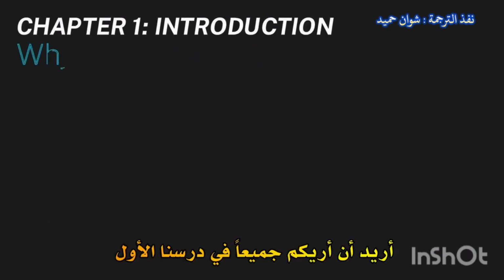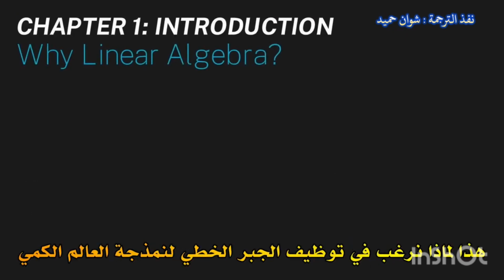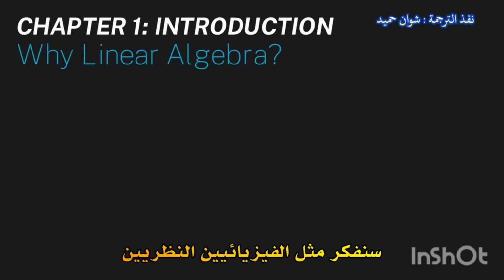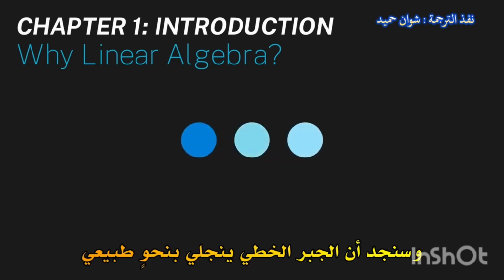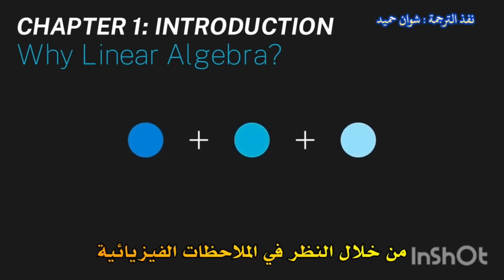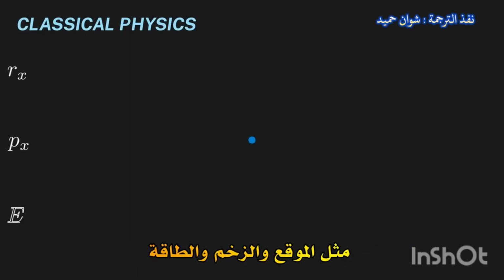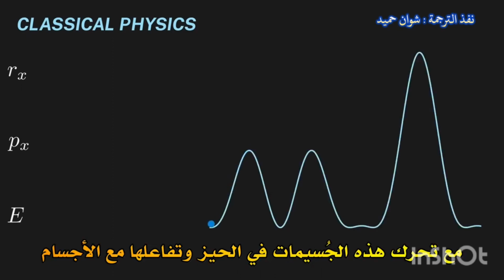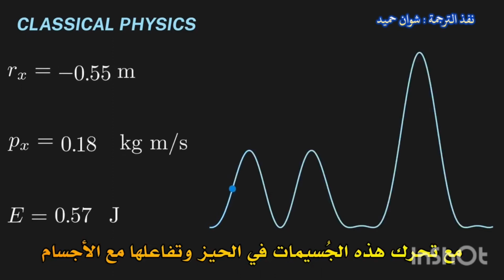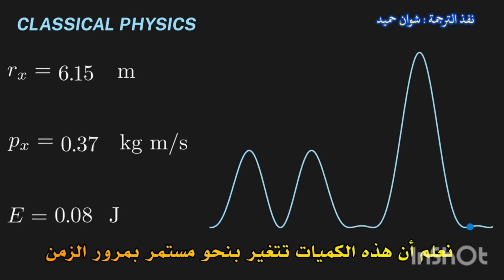In this first episode, I want to show you all why we want to use linear algebra to model the quantum world. We're going to think like theoretical physicists and find that linear algebra pops out naturally by considering physical observations. First, let's review the basic mathematical model we have for classical physics. We know that a classical particle carries with it physical quantities, like position, momentum, and energy. As this particle moves in space and interacts with objects, we know that these quantities change continuously in time.